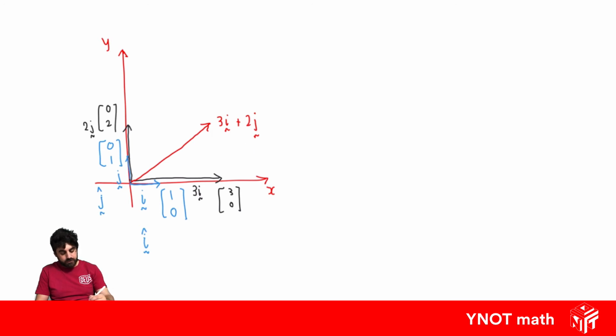We also could have written it as its column matrix of 3, 2, which is just the addition of these two column matrices. But mostly from here on in all the videos on vectors, they'll be written in component form using i's and j's.